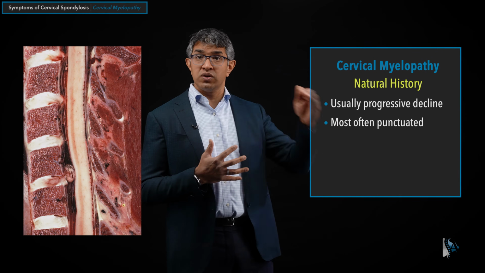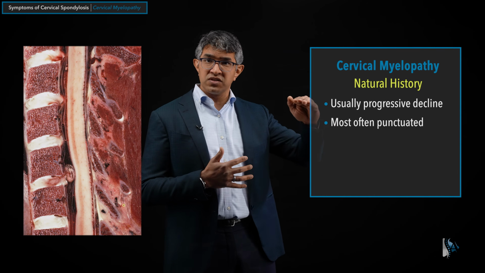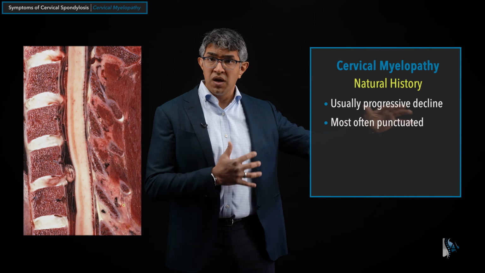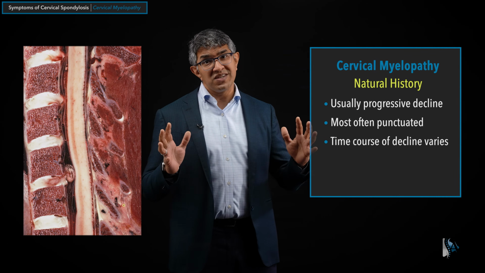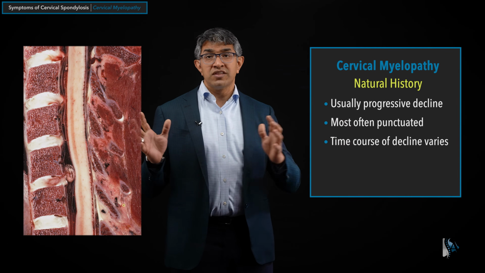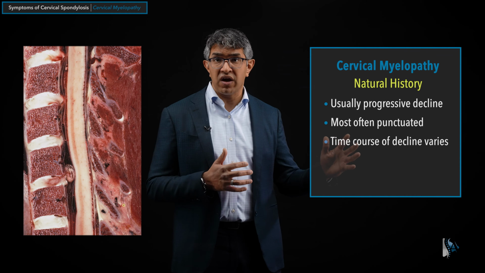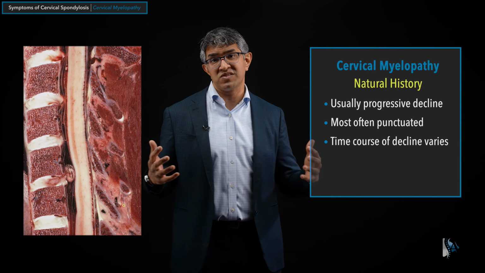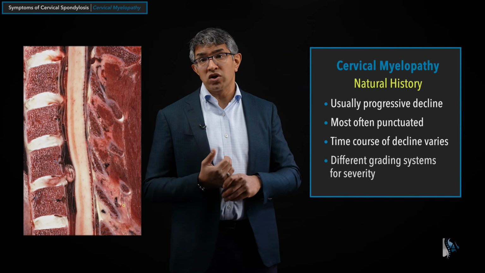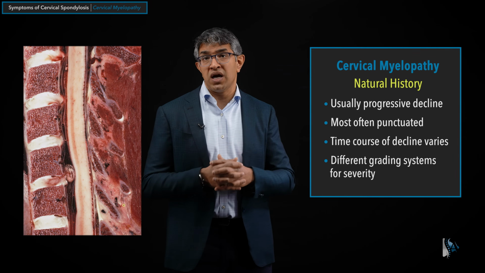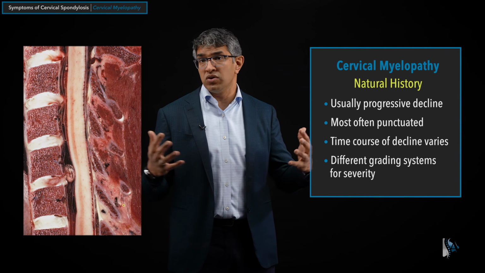Most often it's punctuated, which means that people have a certain neurological function, they see a little bit of a decline, a little bit of a decline. They see punctuated decline with periods of stability in between. But what's important is that it generally does not get better on its own. And while the time course of decline can really vary, the fact that it declines is part of what motivates us to recommend surgery for myelopathy as a general rule. Now, the timing of that and how quickly is something to really discuss with the specialist that you're seeing. But cervical myelopathy is something we generally recommend surgery for. There are grading systems for severity of myelopathy, and we're not going to get into it in this talk, but you can look them up quite readily.